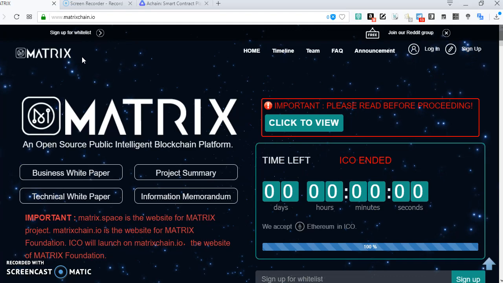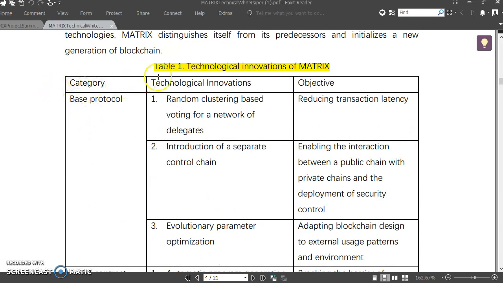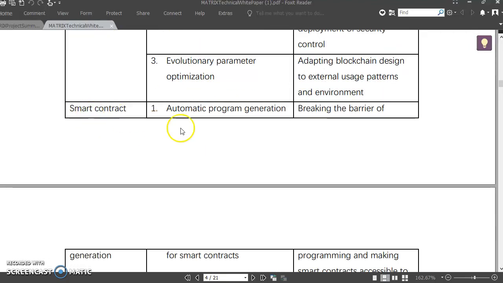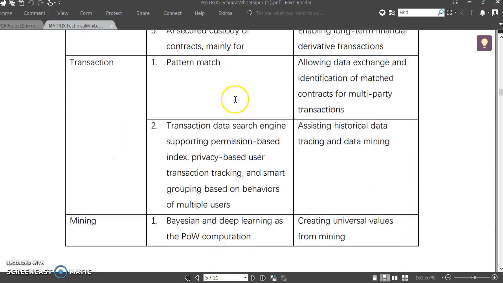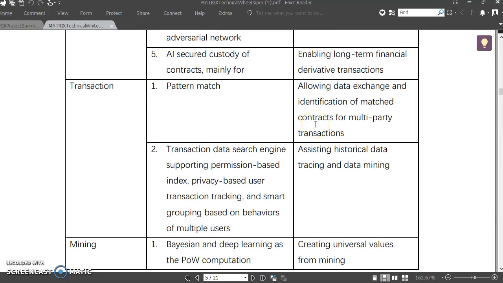And then another thing is the value added mining. On page 4, you can see the technological innovations of this platform. The category, the base protocol, using things like random clustering based on voting for the network, the introduction of a separate control chain, and then evolutionary property, then smart contract, which we will explain, and then transaction, and then mining. If you see all these things that Matrixchain has talked about, it's very good.